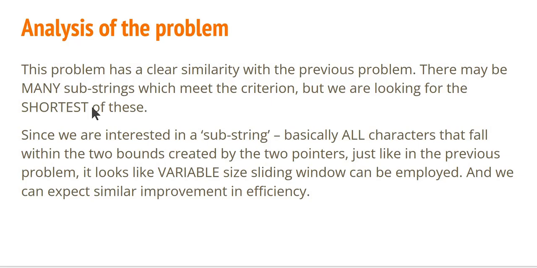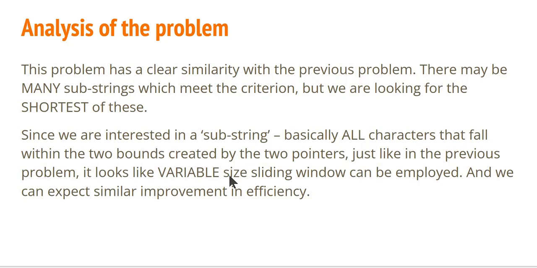And in this case, it's clear that the shortest will have length of 3 because each character will appear at least once. We are interested in substrings, which means all the characters that fall within the bounds of 2 pointers, just like in the previous problem. And hence, this is a sliding window problem. Clearly, a variable size sliding window, like we discussed, there could be many such substrings.